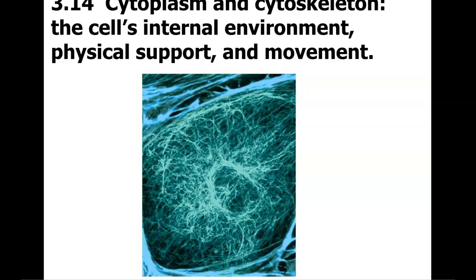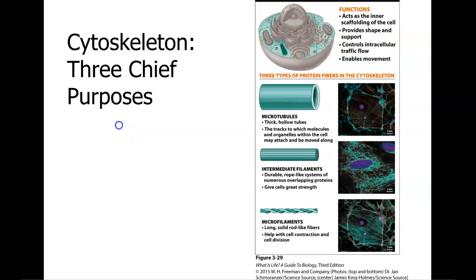The cytoplasm and cytoskeleton in a cell are going to help with its internal environment, physical support, and movement. So the cytoskeleton is going to be made up of 3 primary things. It's going to have microtubules, intermediate filaments, and microfilaments. It acts kind of like the scaffolding or the skeleton of the cell. It helps provide shape and support. It controls the intracellular activity or flow and enables movement inside the cell and of the cell.